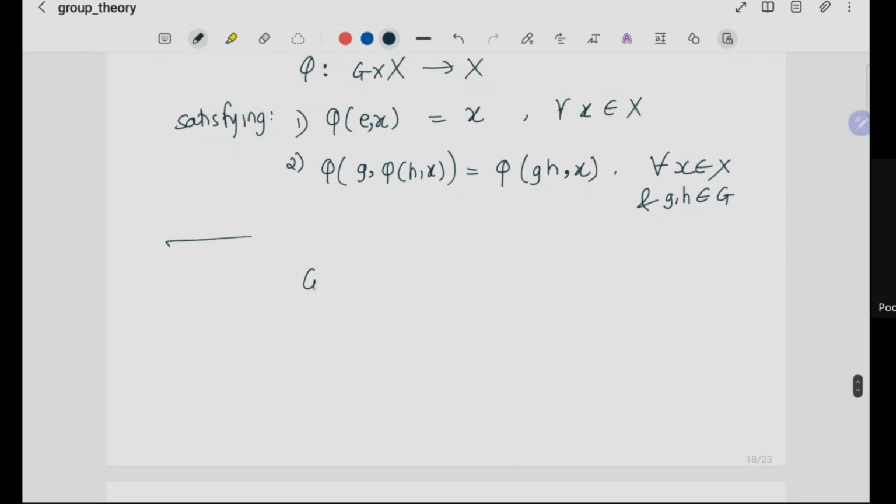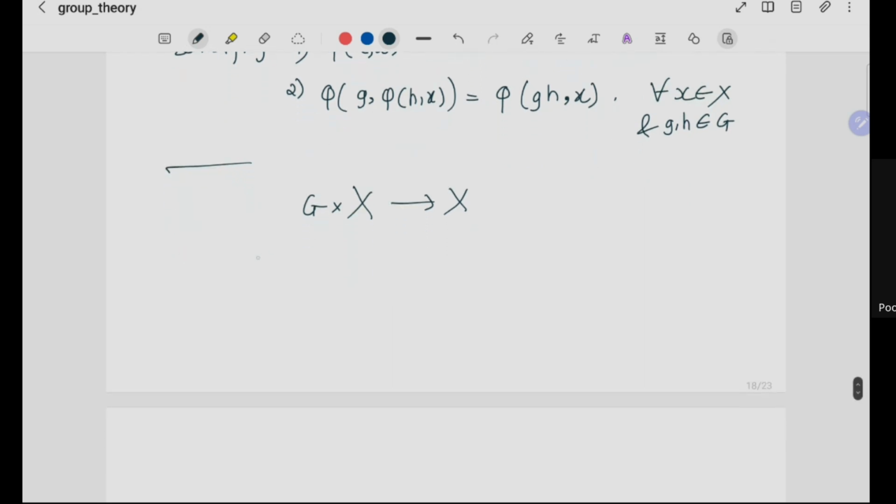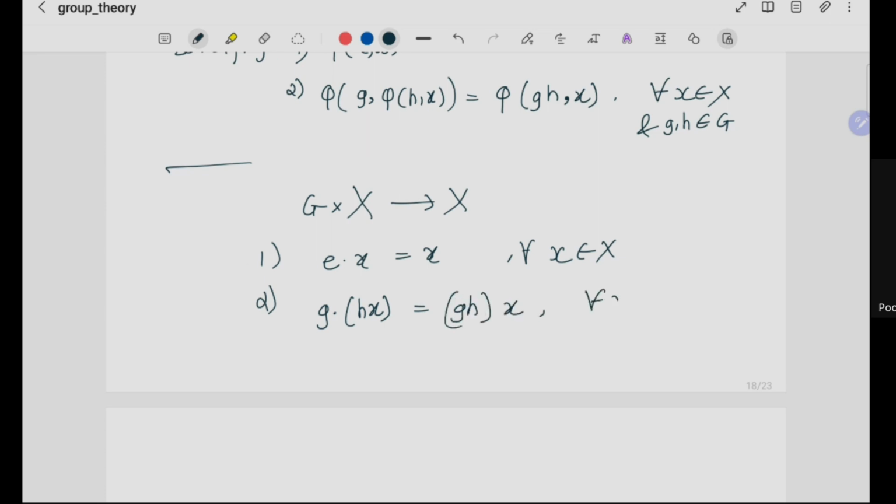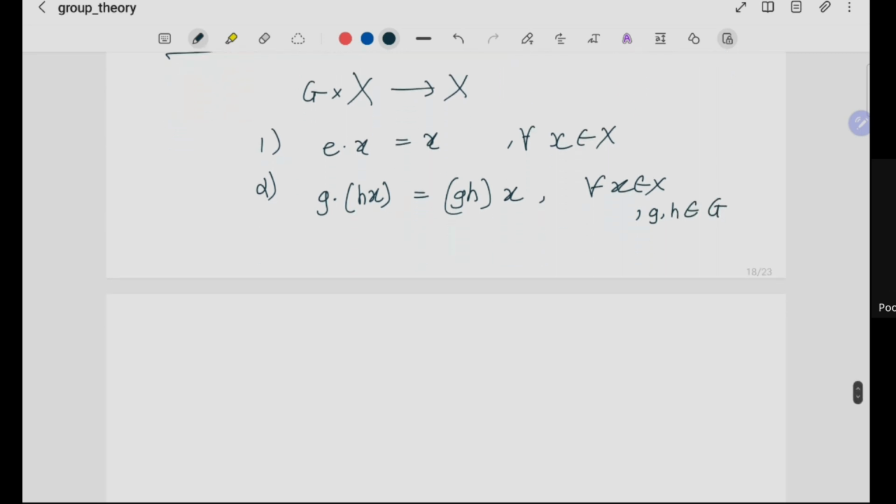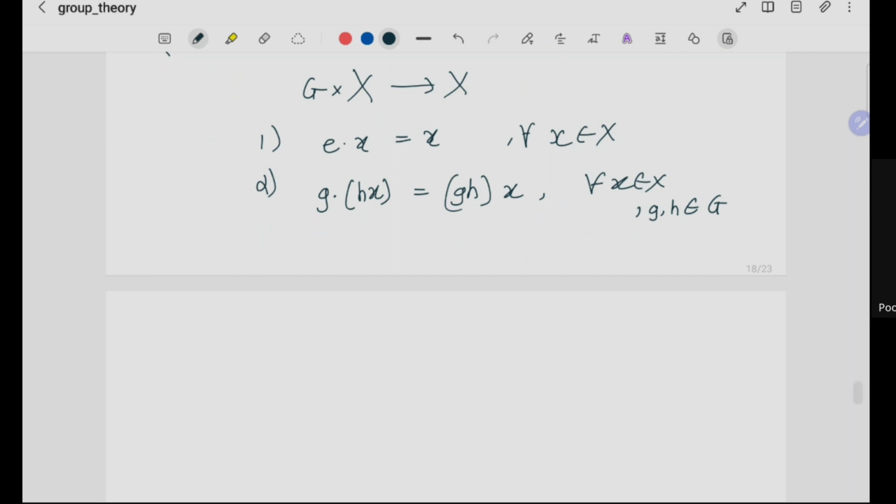So in short, if this phi notation is getting confusing or doesn't look good, then we say that G is a group action if ex is x for all x in X. And the second property is that g acting on hx is similar to gh acting on x, for all x in X and g, h in G. I hope the definition is clear.